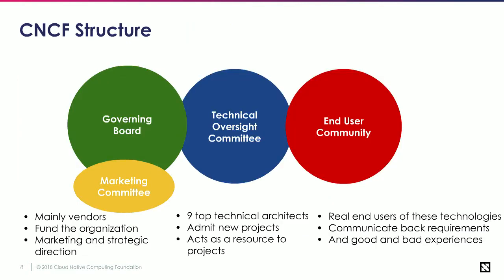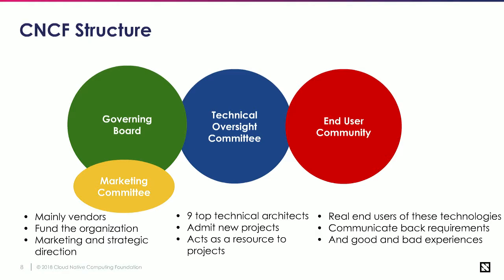CNCF itself, I jokingly call our governance diagram here our three-ring circus. We have a governing board, mainly of the vendors that manage me and our budget. We have an end user community on the right of those 52 companies I showed a second ago. And then we have a technical oversight committee, kind of like our Supreme Court. 6 of those members are appointed by the governing board, 1 by the end user community. Those 7 vote on the last 2.